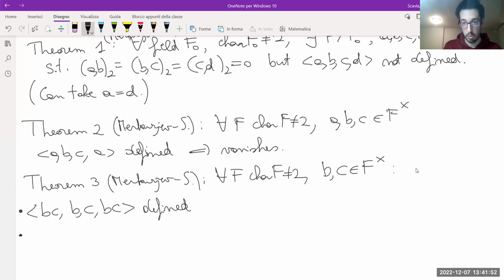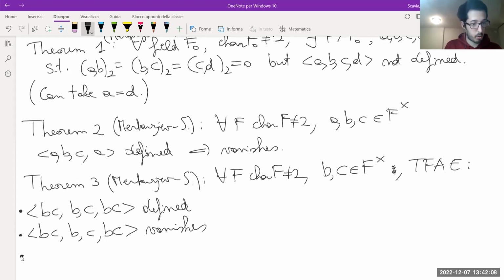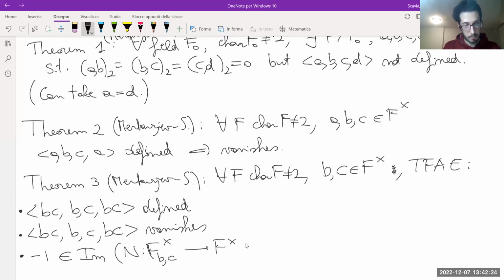Okay, let me say it like this. So the following are equivalent. This is defined. This is vanishing. This is already a consequence of theorem 2. But then we add one more point, which is that -1 is in the image of the norm map from F(√B,√C)* to F*.